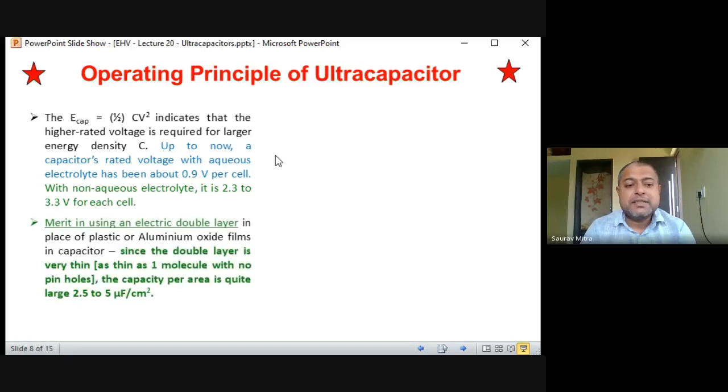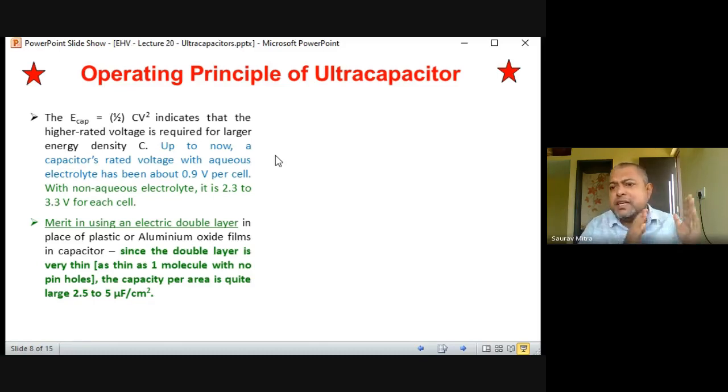The second statement is about the merit of using an electrolytic double layer in place of plastic or aluminum oxide films in a capacitor. We might use plastic or aluminum oxide film, or we can use an electric double layer. Sometimes we generate capacitors with aluminum films or conducting plastic, but instead of that, we are using double layer technology.